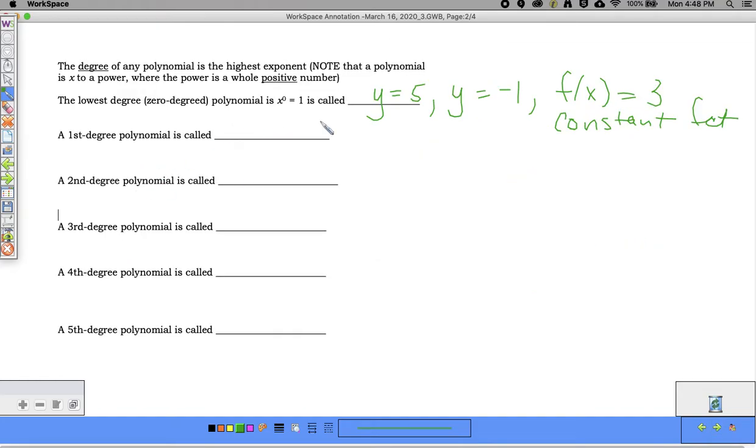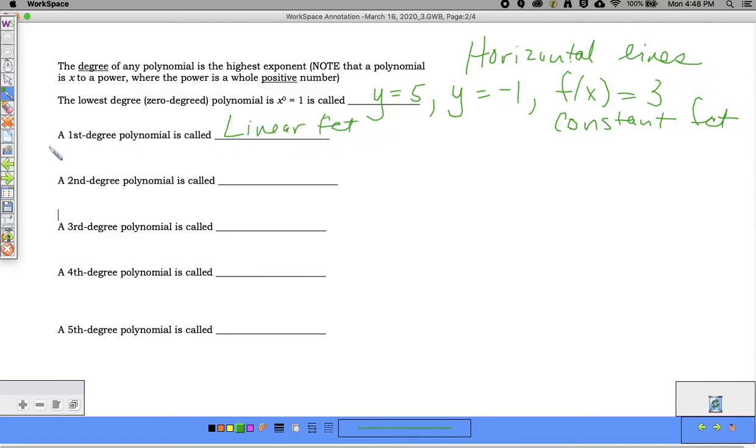And if you wanted to graph a constant function, y equals 5, y equals -1, f of x equals 3, I hope you're all telling yourselves that these are going to look like horizontal lines. Okay? Moving on to a first-degree polynomial. A first-degree polynomial is a linear function.